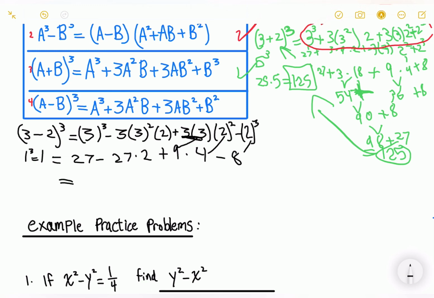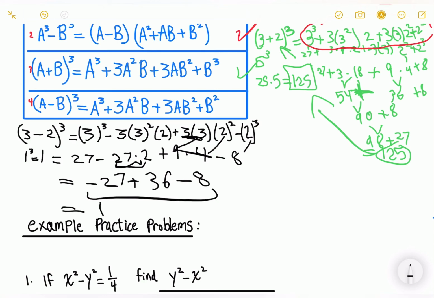So negative 27, because we're multiplying it by 2 and then you're gonna minus it. And then you add 36, because 9 times 4 is 36, so we're done with that, and then minus 8. And then all of this, what is it supposed to equal? It equals 1, meaning this is correct.